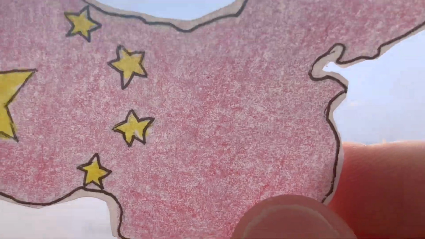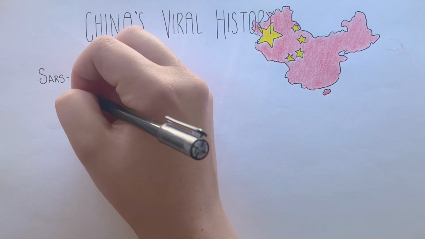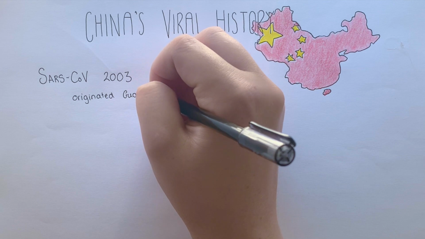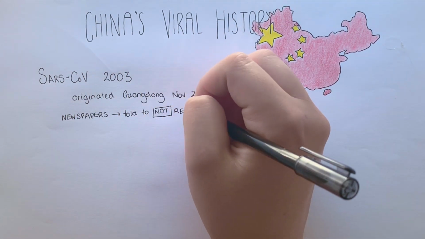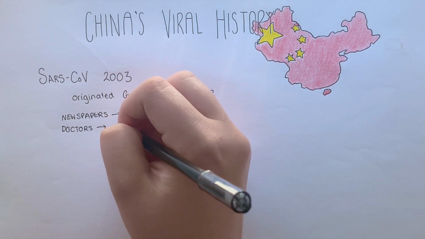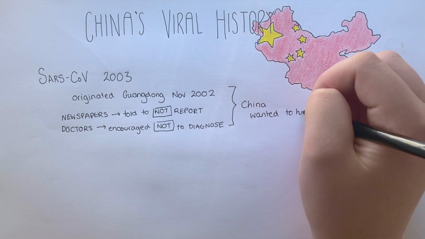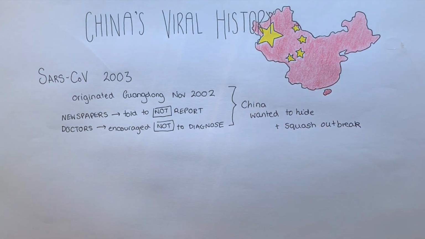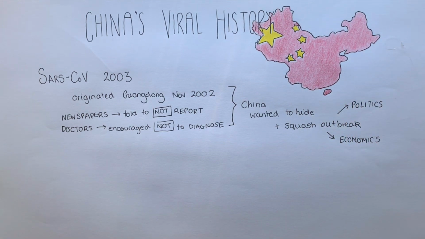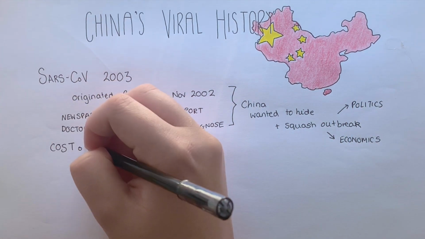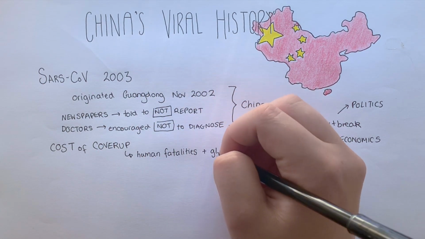So let's have a look at China's viral history. In 2003, really in 2002, we saw SARS, which is the virus that's related to SARS-CoV-2. China wanted to squash the outbreak. They told newspapers not to report. They told doctors not to diagnose it. They didn't want anything to do with this virus and they just wanted to cover it up. But they saw that the cost of covering it up led to fatalities and loss of trust from the globe. They lost their global standing.